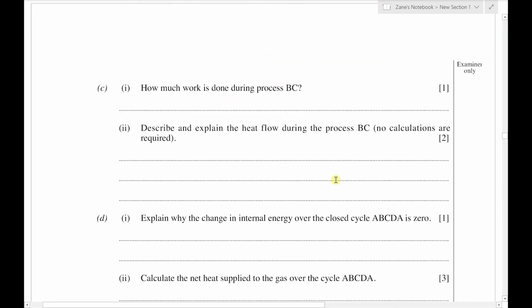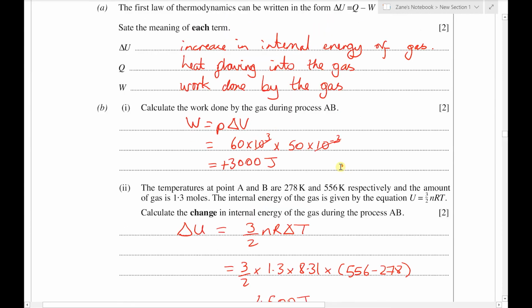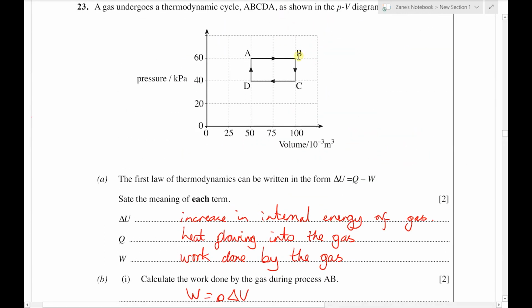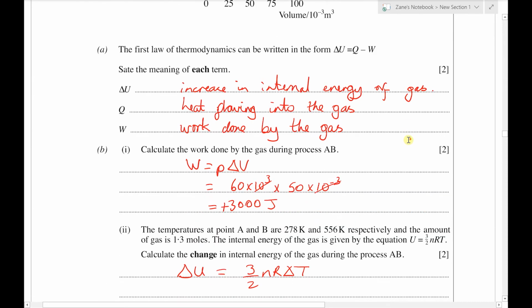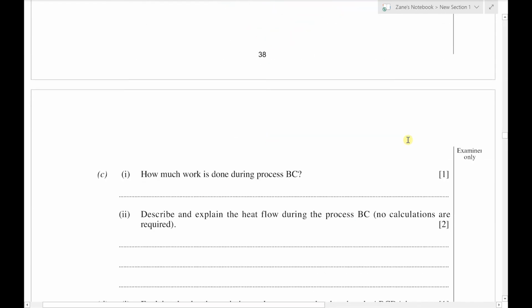How much work is done during the process BC? Well, there's no area underneath this line, or if you like, there's no change in volume. So therefore, there is no work done.